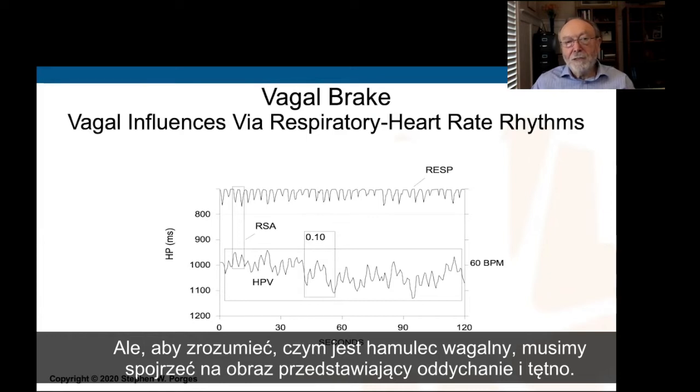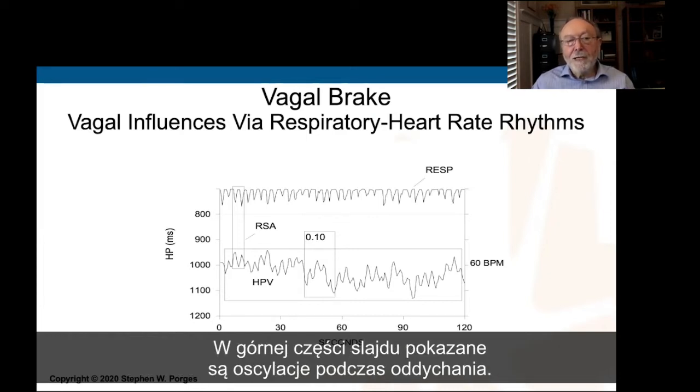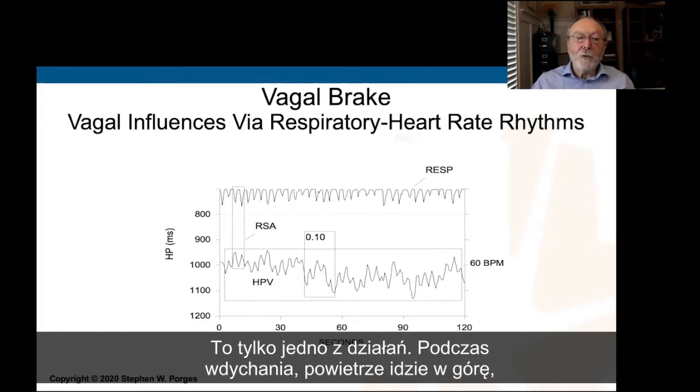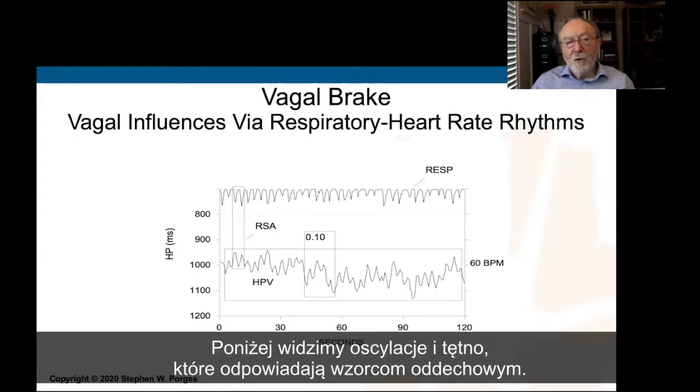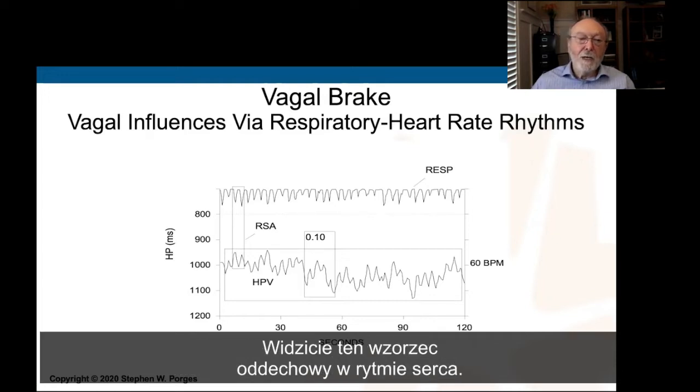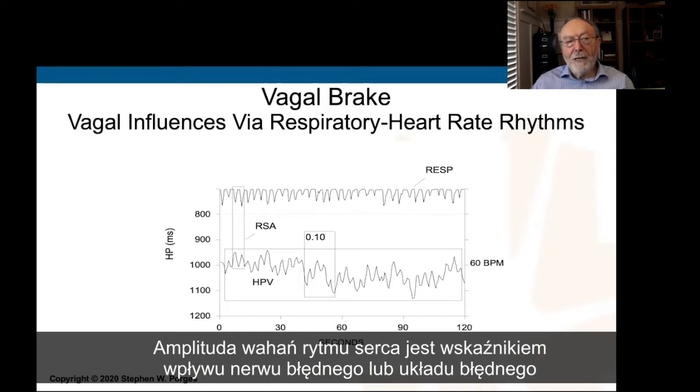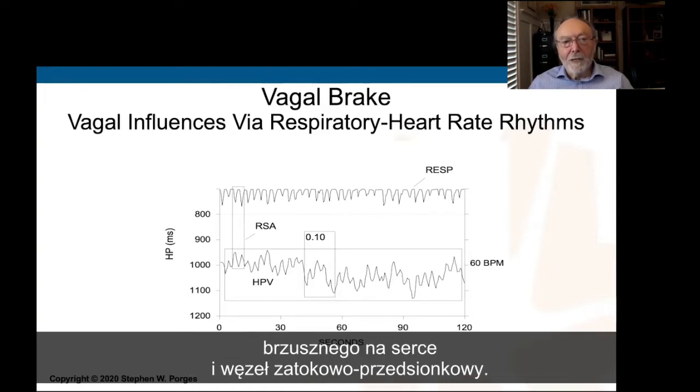The top part of the slide is really showing the oscillations in breathing. That's chest wall activity. So you're inhaling, it goes up, when you exhale, it goes down. But below it, you see oscillations in heart rate that are paralleling the breathing pattern. You see this breathing pattern in the heart rate, and the amplitude of that oscillation in the heart rate is an index of the vagal or ventral vagus impact on the heart, on the heart's pacemaker.